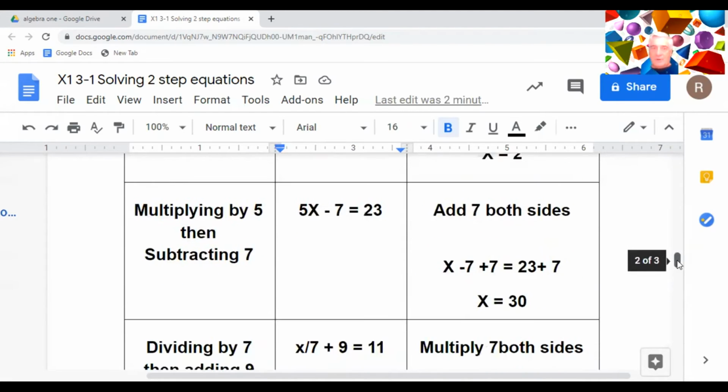Here's my next example. Take a look at my equation and tell me in English, what are we doing to x? We are multiplying it by 5 and then subtracting 7. Two-step equations. We can multiply and add. We can multiply and subtract. Here, we're going to add 7 to both sides. We should get 5x equal 30. You can't leave that 5 out, guys.